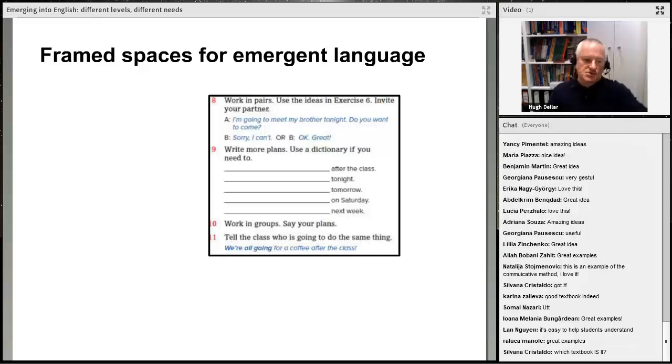All we ask the students to do here is just move these words around. I'm going to meet my brother tonight. We're going to the park this afternoon. It's a very simple, receptive kind of process that helps the students deal with the basic meaning and produce very simple kinds of examples. But then later, we leave spaces for the students to emerge into.